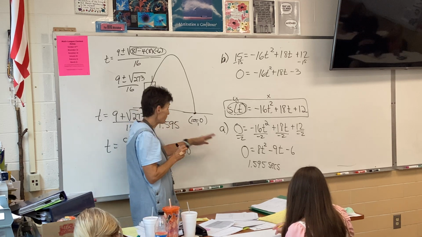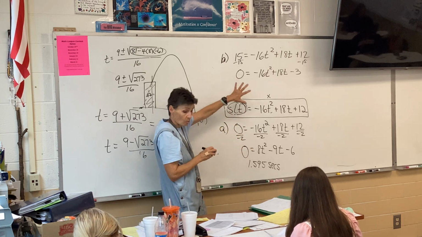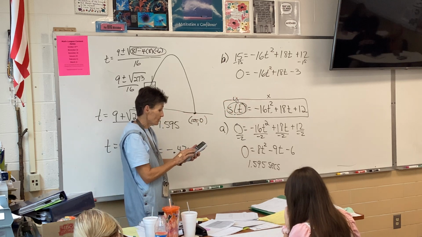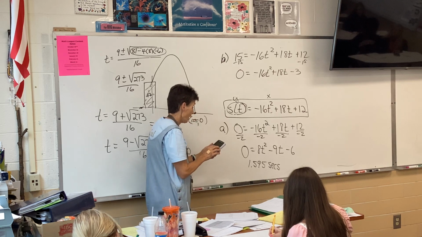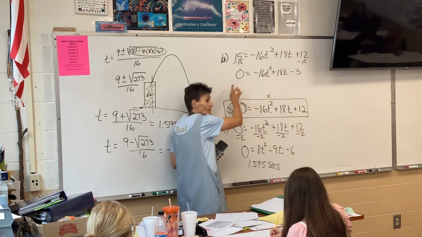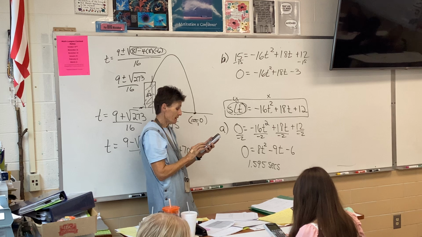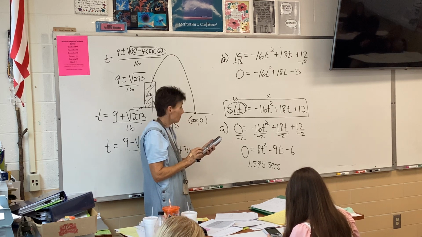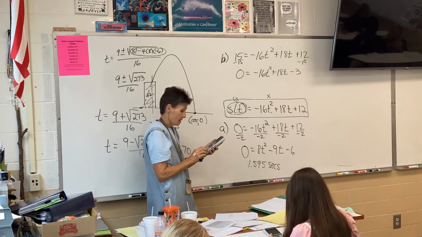Now, we did the first one algebraically. So if you want to do this one graphically, we can do that. What equation am I putting in? This guy right here, right? So negative 16x squared plus 18x minus 3.